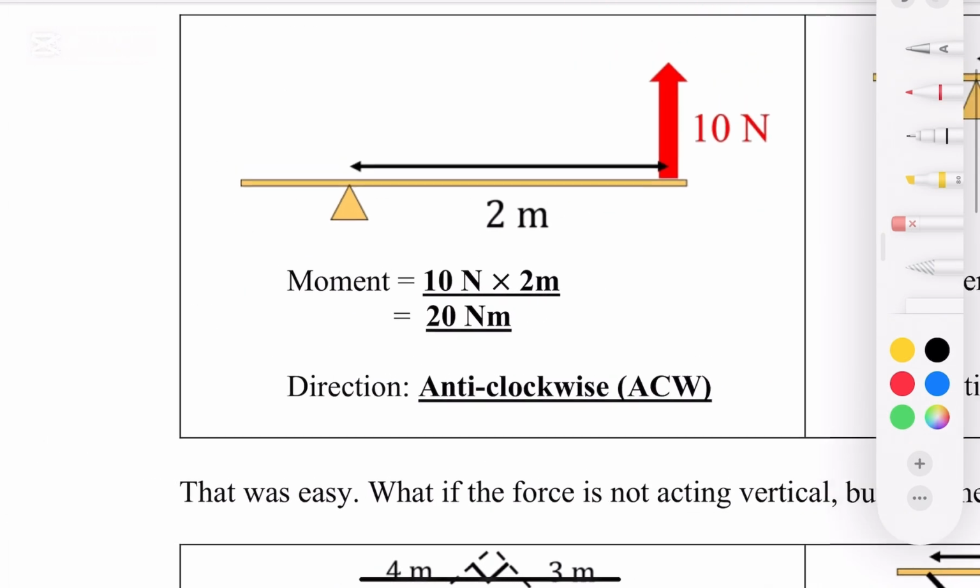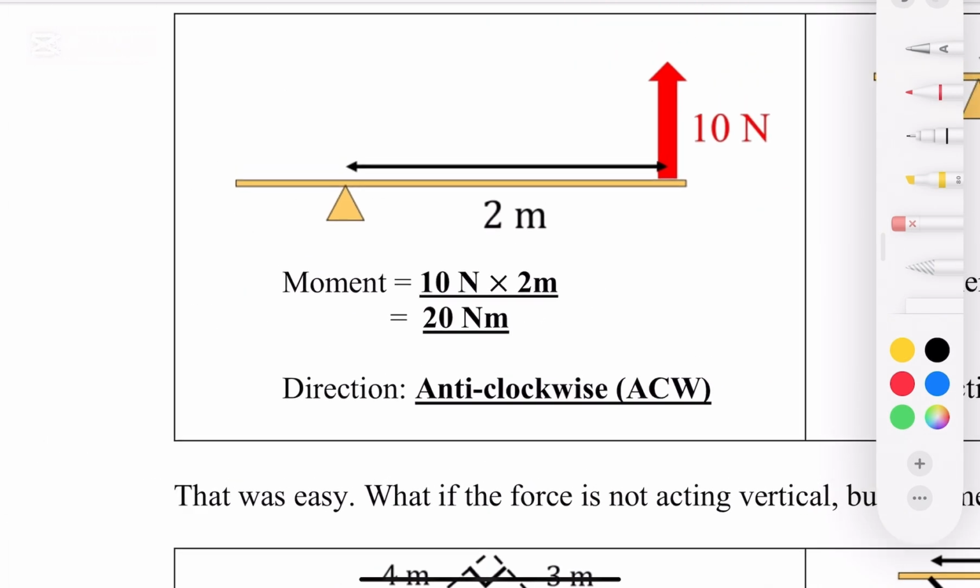Okay, so first up, you have this. This is the most basic one. You identify the force over here as 10 newtons, and the perpendicular distance to be 2 meters. So for the moment, you just multiply the two numbers and you get 20 newton meters. One thing to take note of, because moments is directional, depending on the direction of the force exerted, the moment could be either clockwise or anti-clockwise.